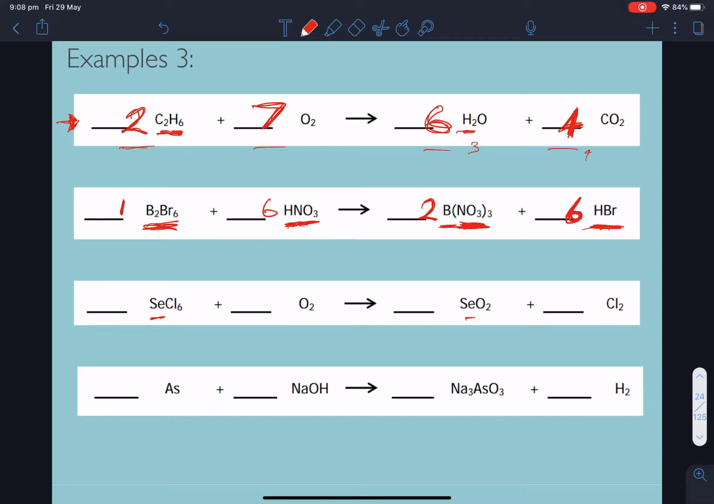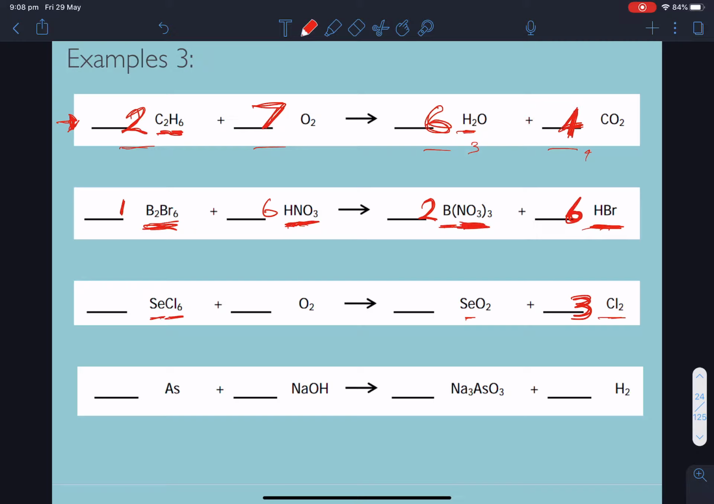Okay, don't get a false sense of security. 6 chlorines on the left and 2 on the right. I need 6 on the right, so I need to bring in another 2 chlorine molecules to have 3 all up, so a big 3. That will give me the 6 chlorine atoms on the right.